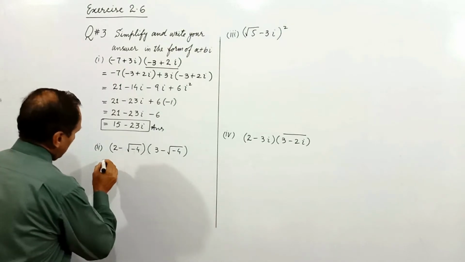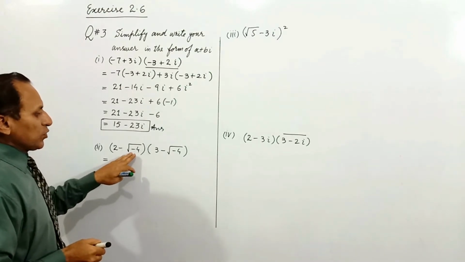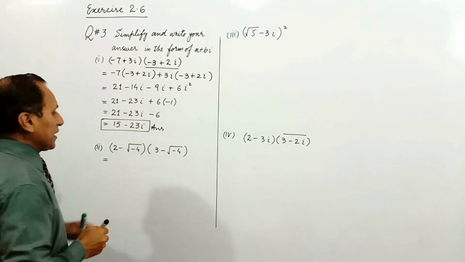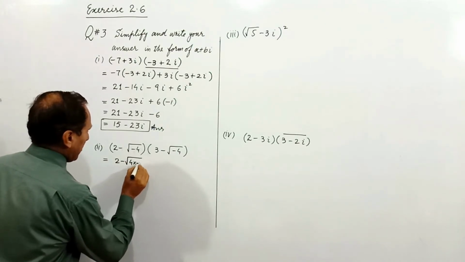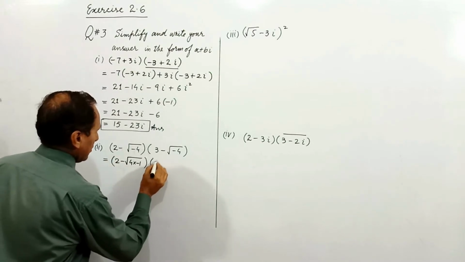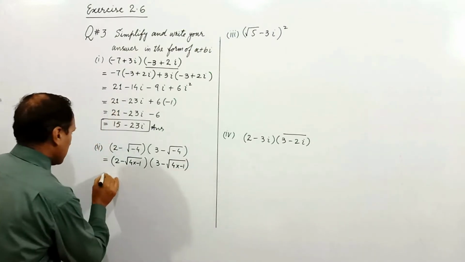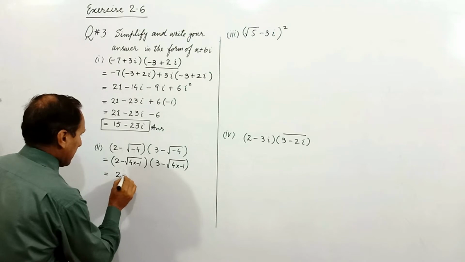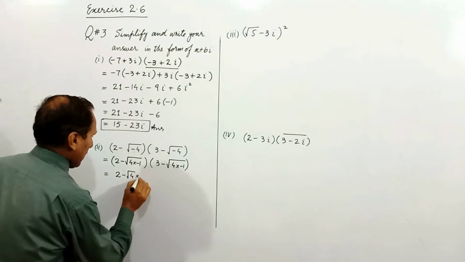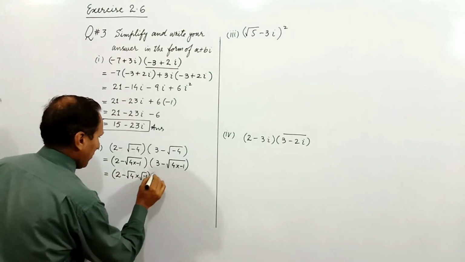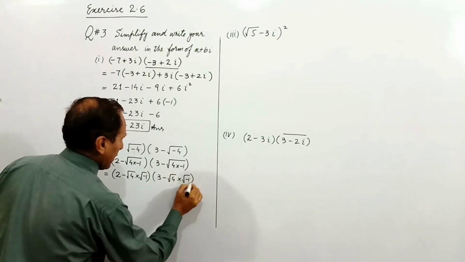In part 2, we learn the same phenomenon which we learned in question number 1. We can write under root minus 4 as the product of 4 and minus 1. That is how we can simplify it. According to the properties of square root, we can separate it as under root 4 multiplied by under root minus 1.